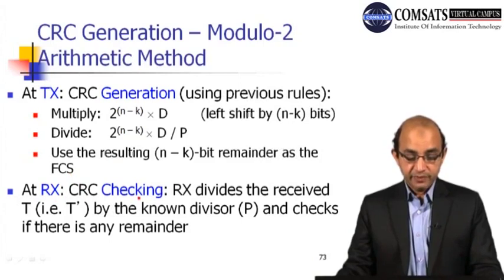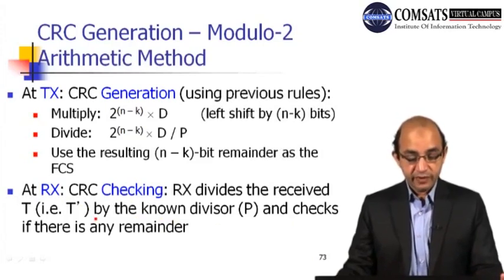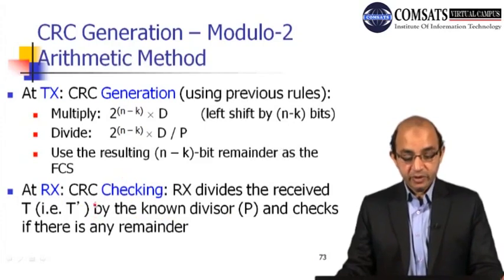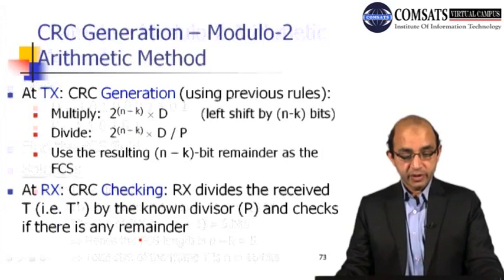At the receiver side, CRC checking: divide the received T, that is T bar now, by the known divisor P, and so there should be a synchronization when we talk about the divisor between sender and receiver. If there is any remainder, then in that case the data is corrupted. If there is no remainder or the remainder is 0, the data is accepted, right?